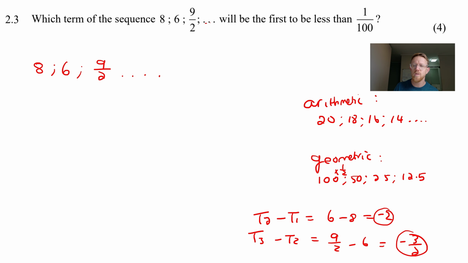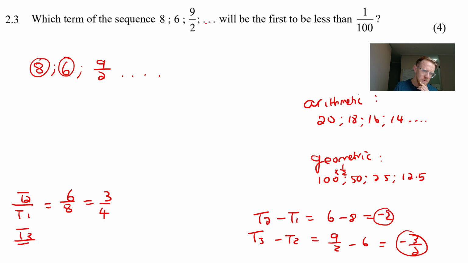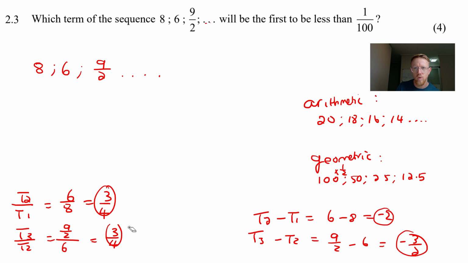So then we go see if it's geometric. You see what this number divided by this number is, and that'll be 6 over 8, which simplifies to 3 over 4. And then you see, does it stay 3 over 4? So you're going to take 9 over 2 divided by 6. And if you work that out, you also get 3 over 4. So what we can see is that the ratio is constant. It's 3 over 4. So we can say that the ratio is 3 over 4.